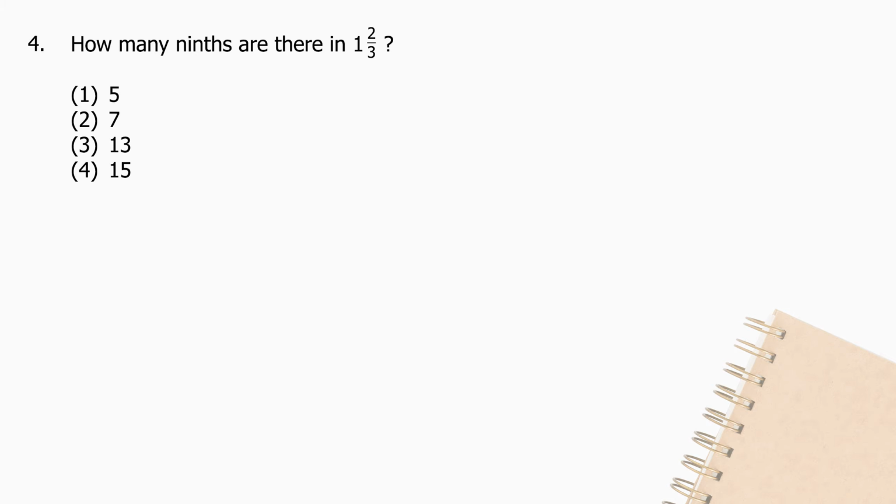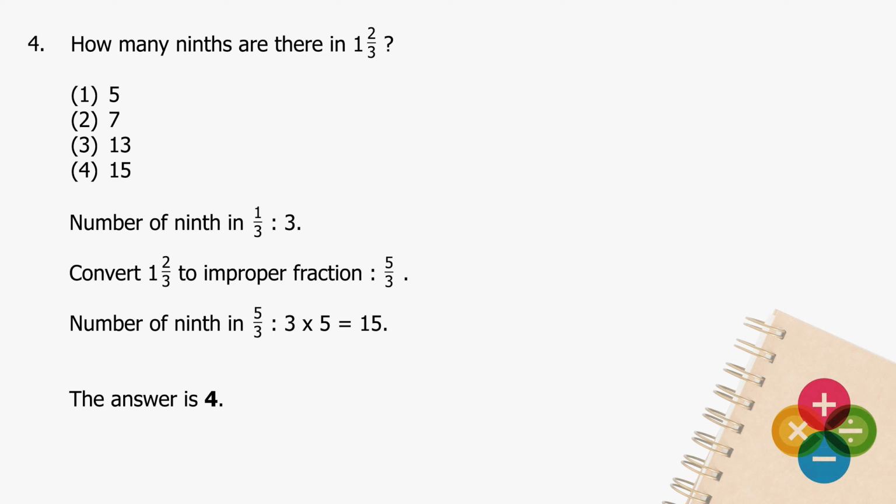Question 4. How many ninths are there in 1 and 2/3? The number of ninth in 1/3 will be 3. Convert 1 and 2/3 to improper fraction will be 5/3. The number of ninth in 5/3 will be multiply 3 by 5, and the product is 15. The answer is 4.